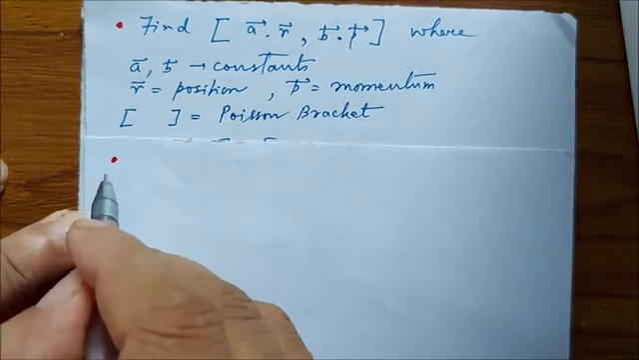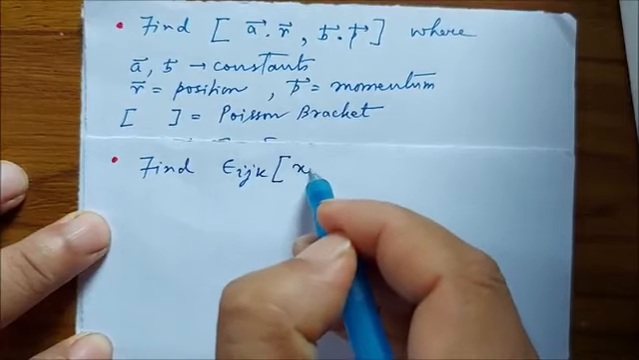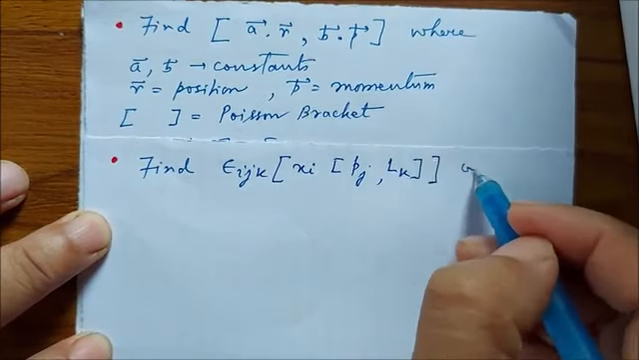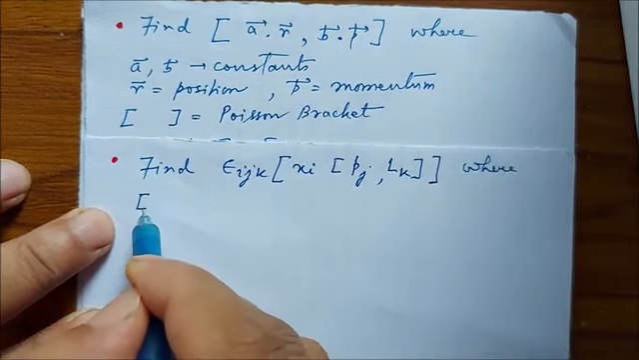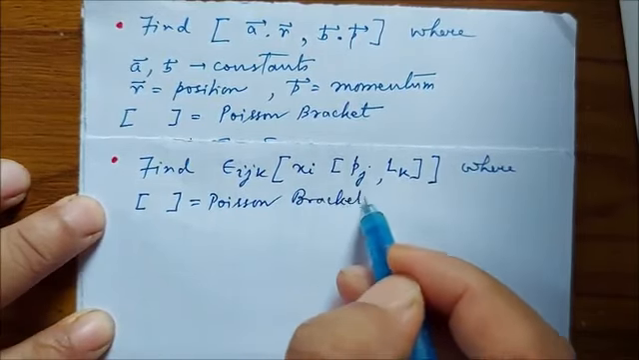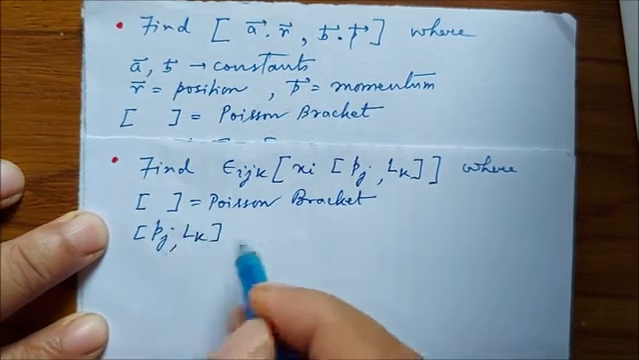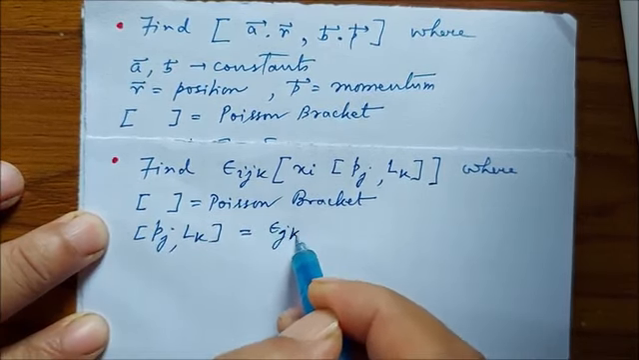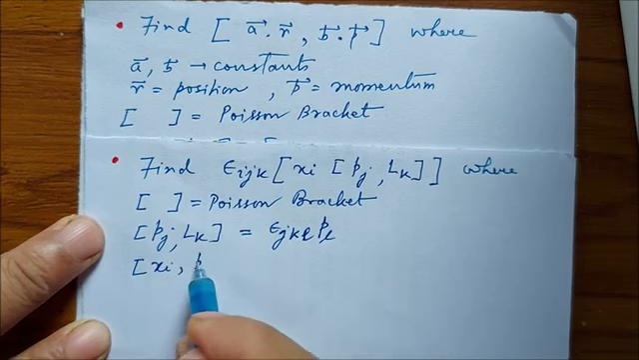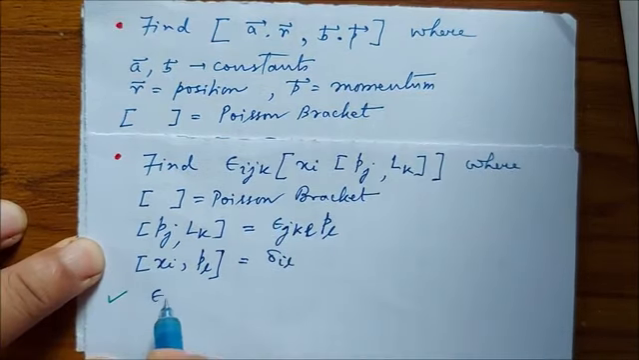Next problem, we have to find the value of epsilon ijk, where this is Poisson bracket, and it is also given that the Poisson bracket of pj, lk is epsilon jkl pl, and Poisson bracket of Kronecker delta il.